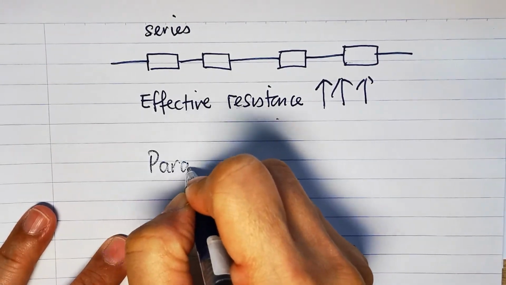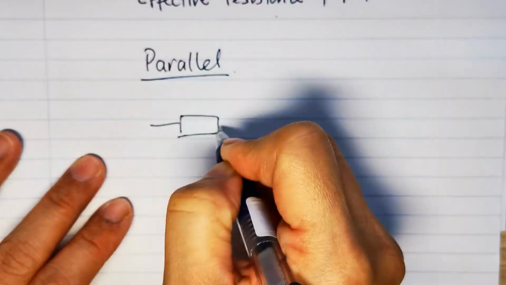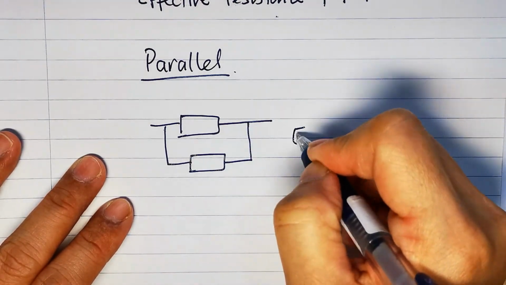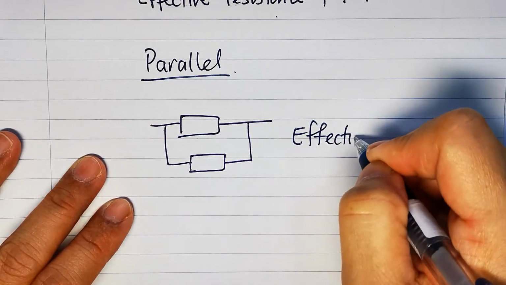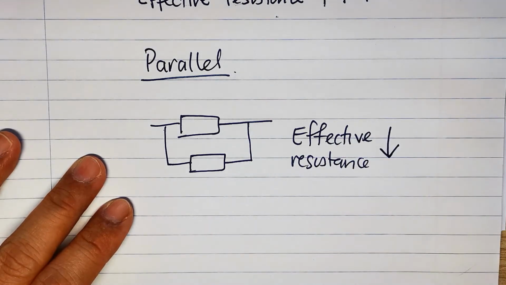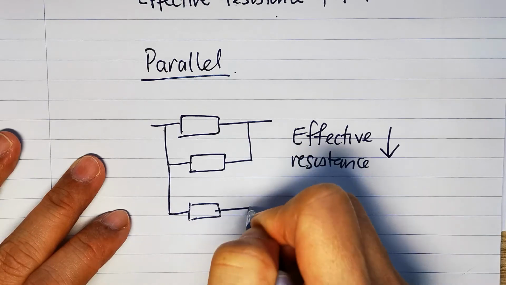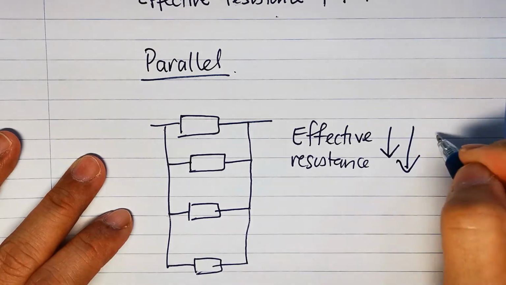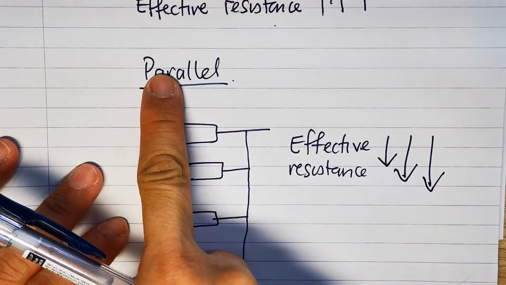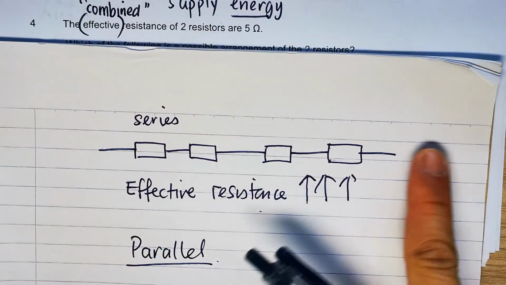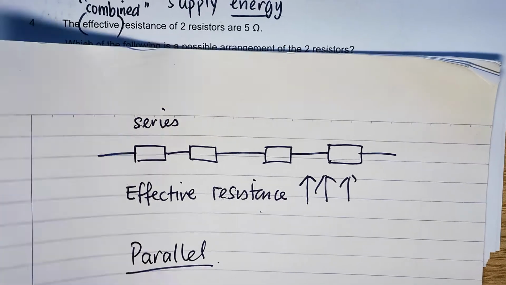However, the opposite will happen when you have resistors that are arranged in parallel. Let's say you have one resistor here. If you add one more resistor in parallel to it, the interesting thing is the combined resistance, or what we call the effective resistance, will decrease. If I add one more to it, it will decrease even more. So for parallel, the more you add, the smaller the effective resistance. For series, the more you add in series, the larger the effective resistance. So you have to remember this first.